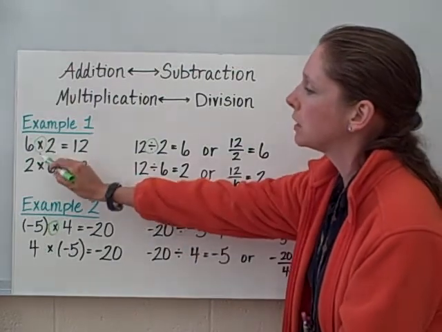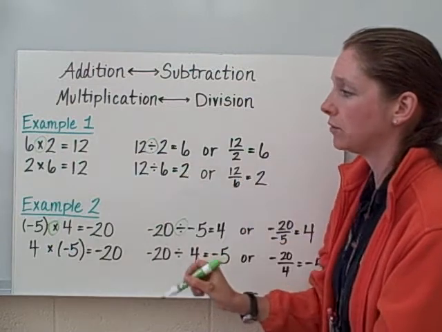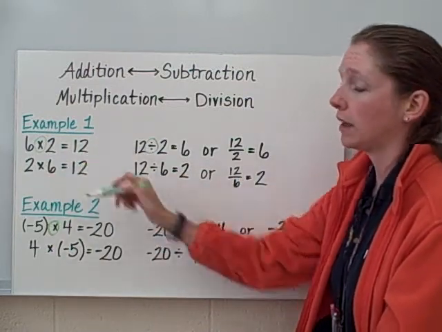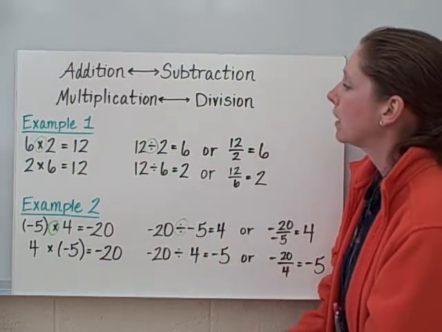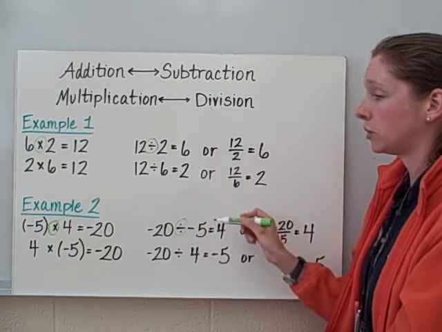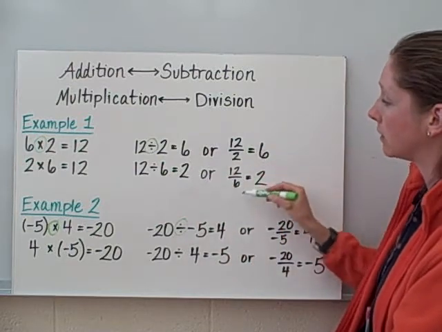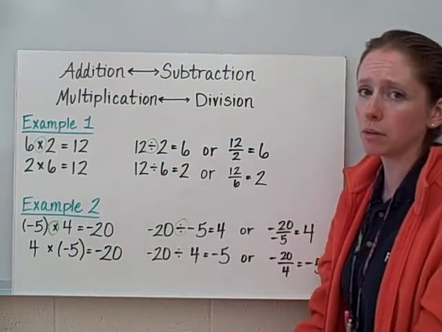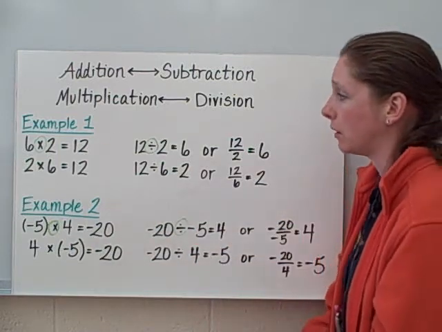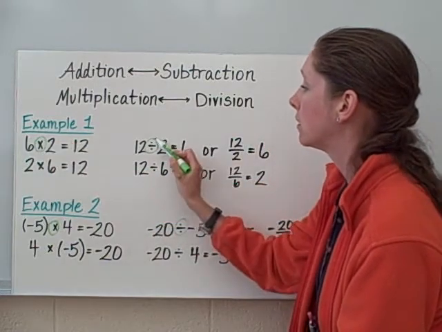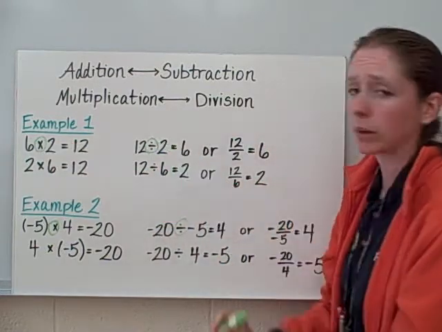So here's an example. 6 times 2 is 12, and 2 times 6 is 12. Remember, there's a certain property that tells me that I can change the order. 12 divided by 2 is 6. And 12 divided by 6 is 2. You may also see them in this form with the fraction bar. Notice that I've used the same 3 numbers, 6, 2, and 12. The only thing that's changed is the operation and the order of the numbers.